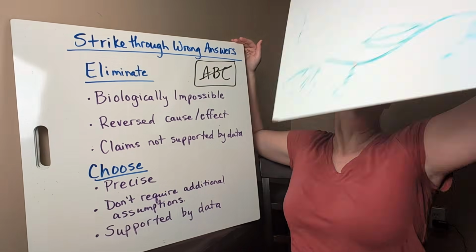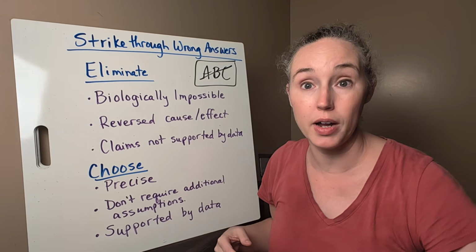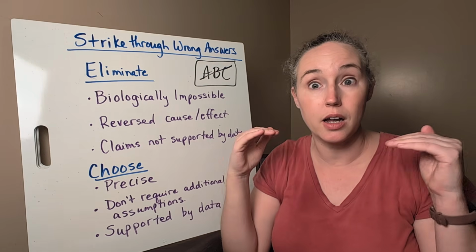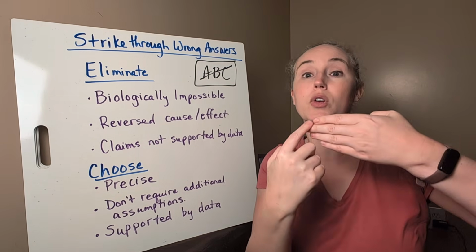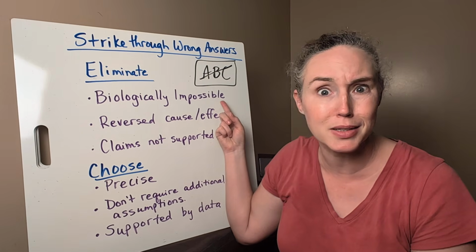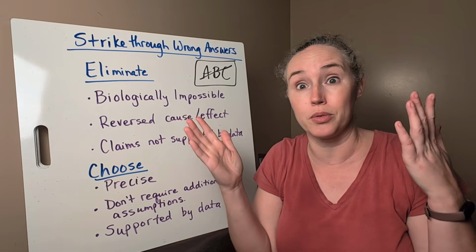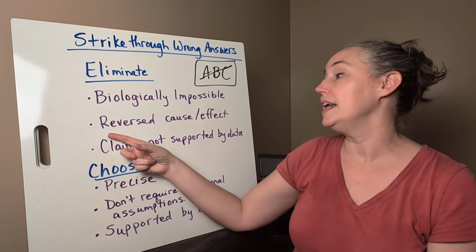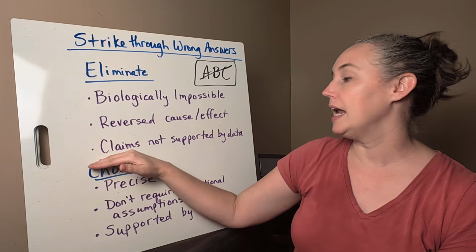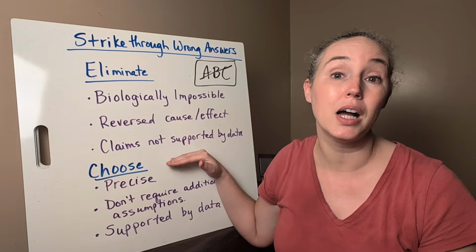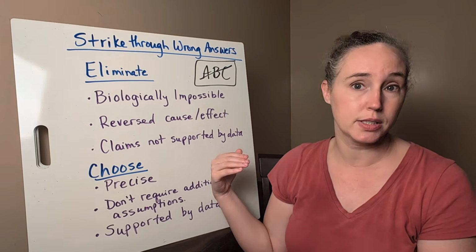Now, the next tool is the strike-through tool. This is great for eliminating wrong answer choices and decreasing the cognitive load of having 4 answer choices that you're constantly rereading. If you can cross out ones that you know are biologically impossible or have information that has nothing at all to do with what the rest of the question is talking about, anytime that it reverses the cause and effect, eliminate it. And any answer choice that has claims that are not supported by the data or the context of the question, cross it out.